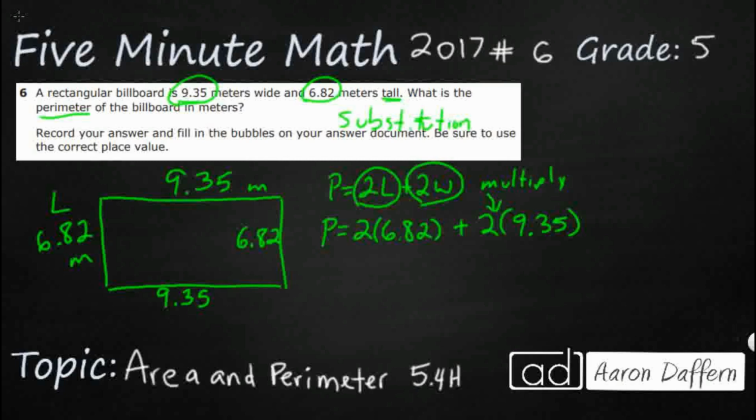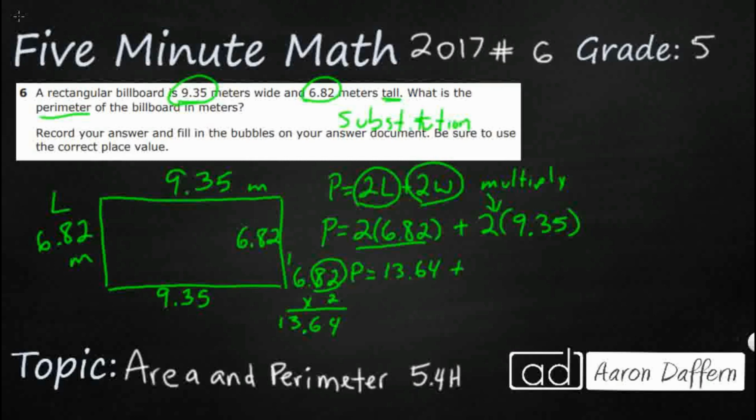So I need to multiply 2 times 6.82. So let's see what that's going to look like. 6.82 times 2. And that's going to be 4, 16, 12, 13. 2 digits behind the decimal in the factor, 2 digits behind the decimal in the product. So looking at our order of operations, we're going to multiply first. We've got that multiplication.